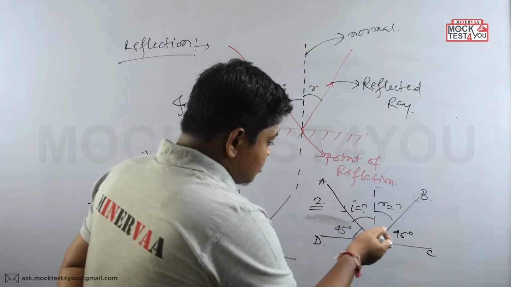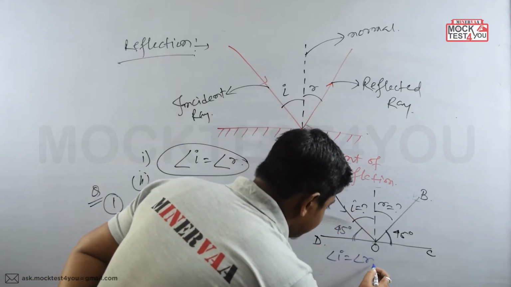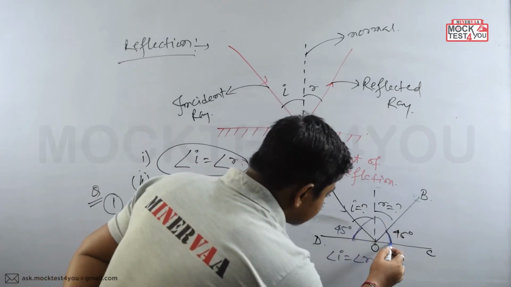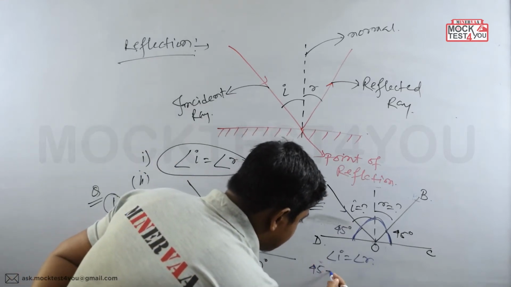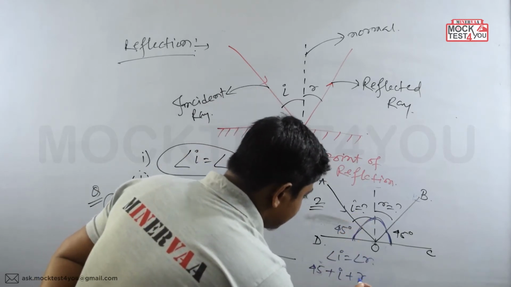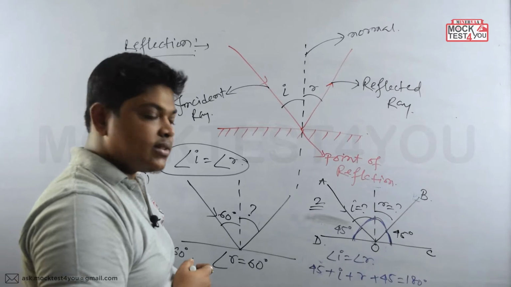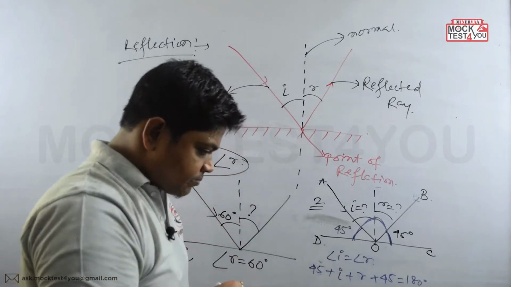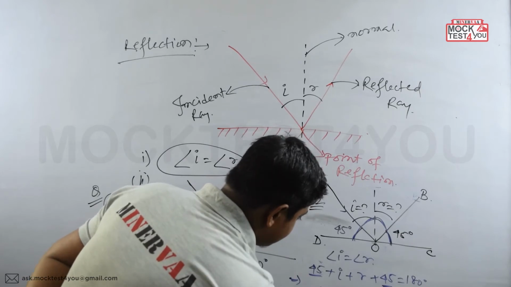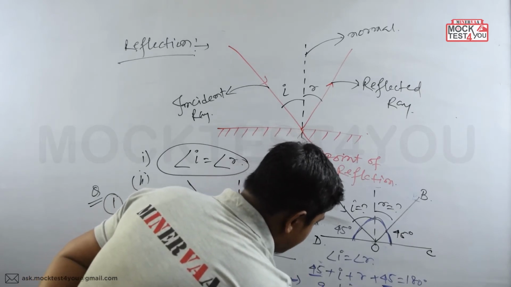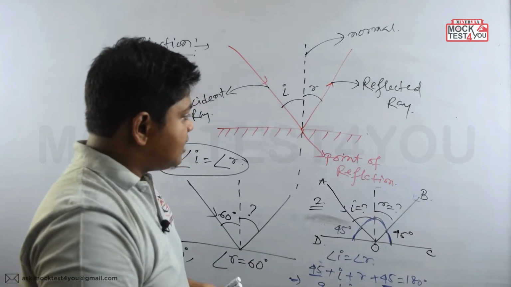So according to the basic property of angles, what can I say? We know that the incident angle is equal to the reflected angle. All the total portion is 180 degrees, right? So I can write 45 plus the incident angle I, plus the reflected angle R, plus another 45, equals 180 degrees. So in that case, this 45 and 45 will be equal to 90, plus I plus R equals 180 degrees, right?